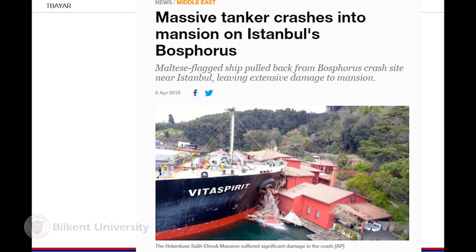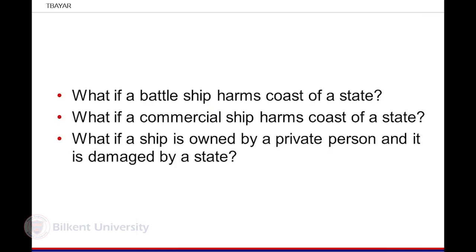And well, it can be compensated, an amount of money can be paid, but historical goods cannot be brought back. So it's a huge damage. The question is, what's next then? What's going to happen? Or we can ask the question, what if a ship is owned by a private person and it is damaged by a state?